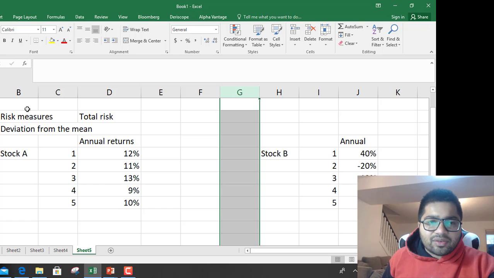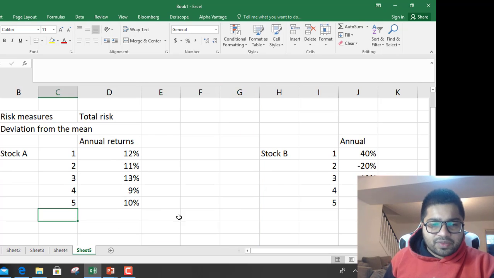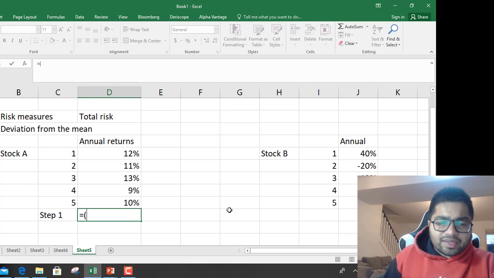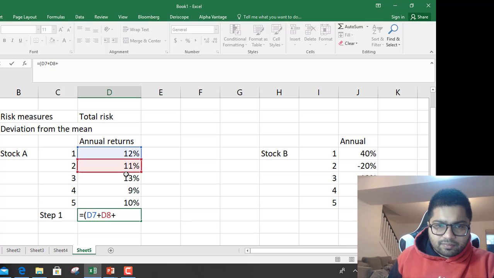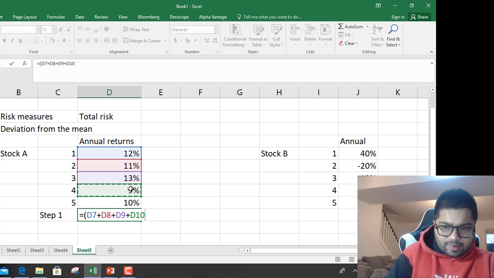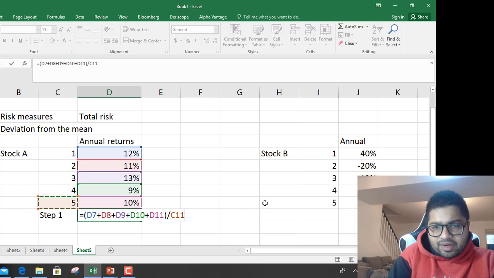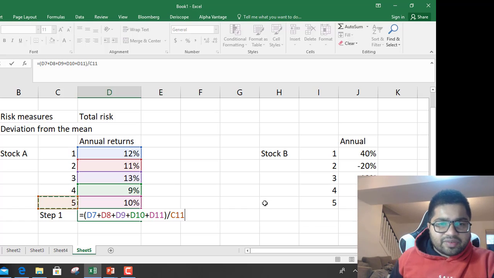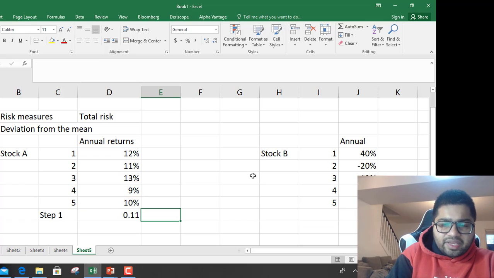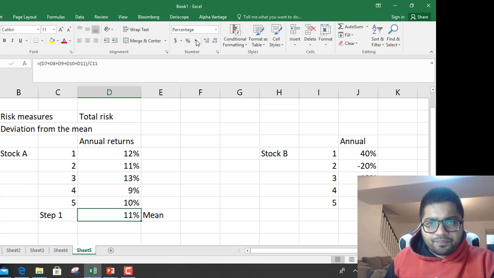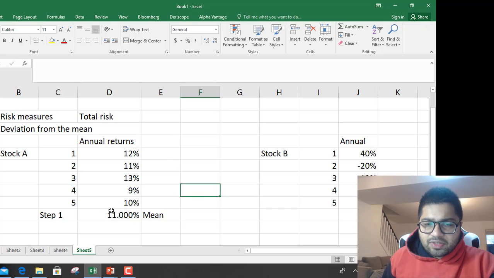So, the steps for calculating variance and standard deviation. Step 1, calculate the mean. How do you calculate the mean? Mean is nothing but average. So add all these returns, divided by the period, 5 years. I have added everything and divided by 5. That is your mean. So this was step 1.